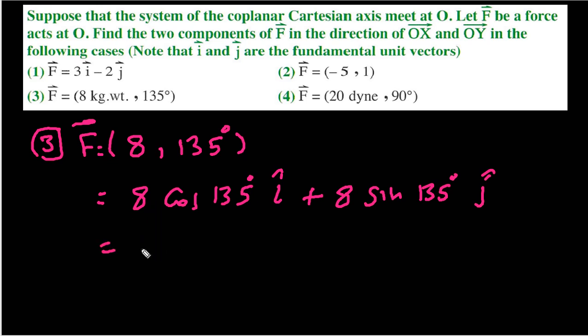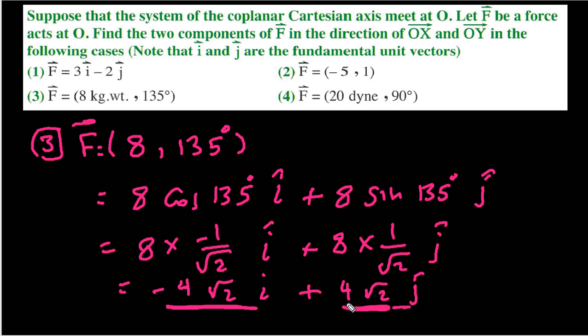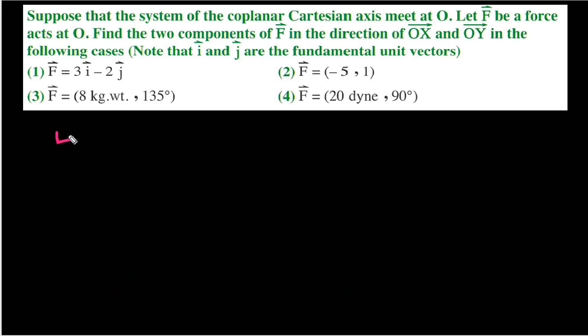Then simplify it. 8 times cosine 135 will be negative 1 over root 2 in the direction of i, plus 8 times sine 135, which will be 1 over root 2 in the direction of j. Then it will be negative 4 root 2 in the direction of i, plus 4 root 2 in the direction of j. Then the first component is negative 4 root 2 in the direction of OX, and the second component is 4 root 2. By the same way, you can solve number 4.